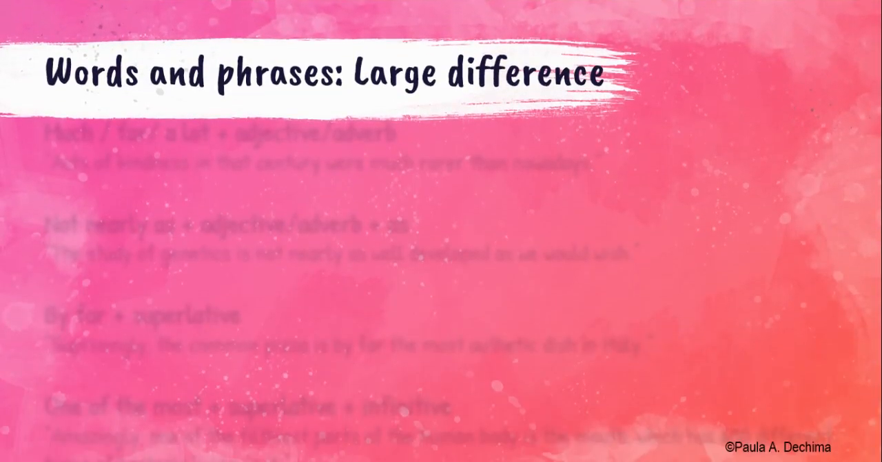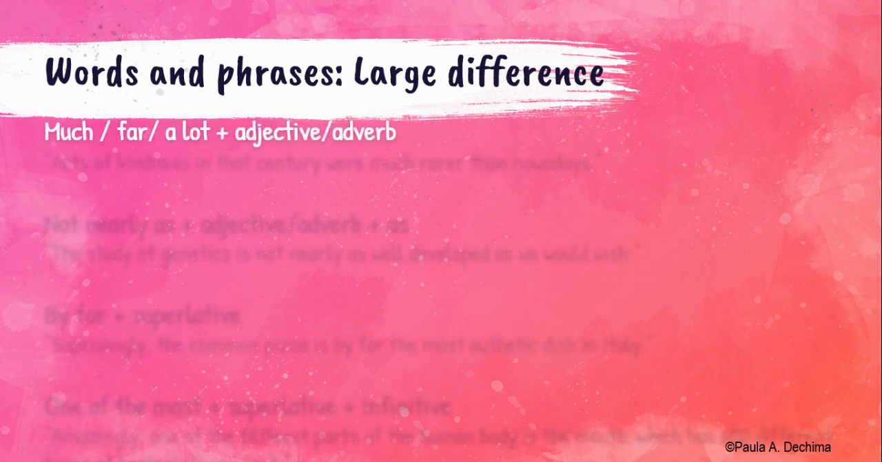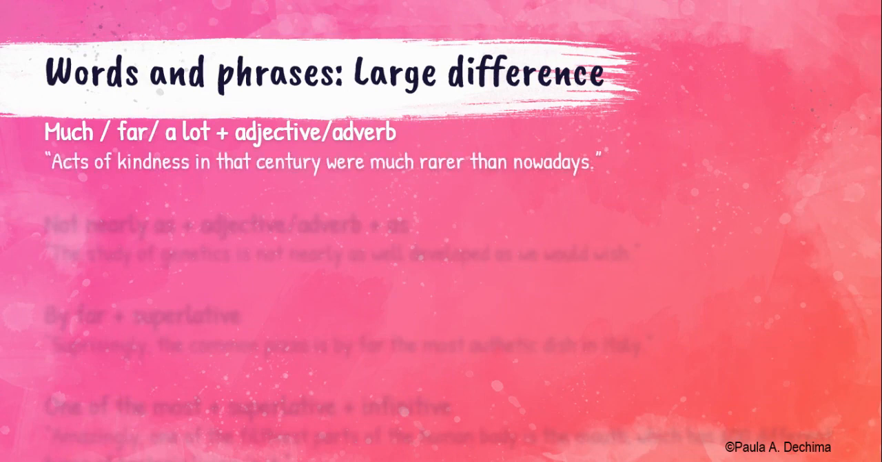We can use words and phrases with comparative forms to express large and small differences. These are some ways of expressing a large difference. Much, far, a lot, plus adjective or adverb. Acts of kindness in that century were much rarer than nowadays.